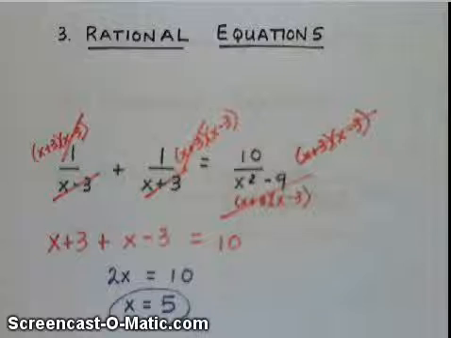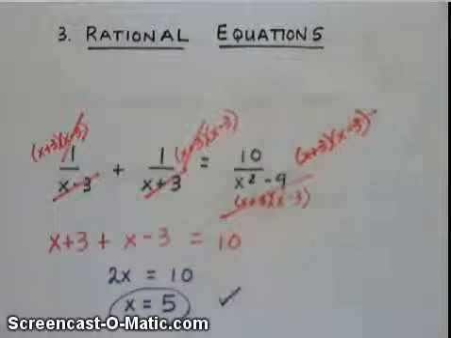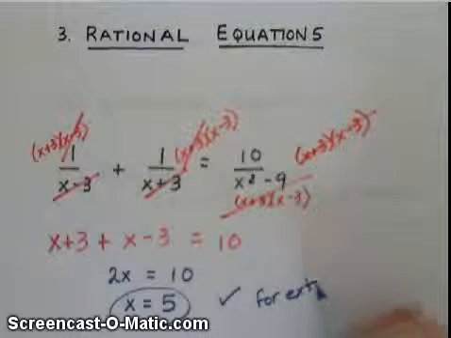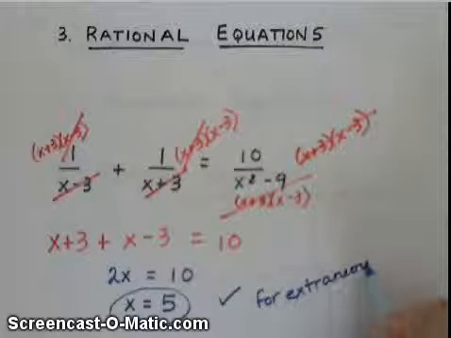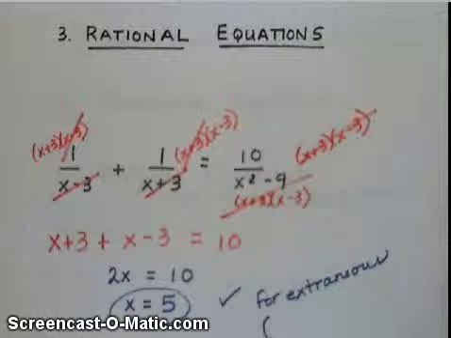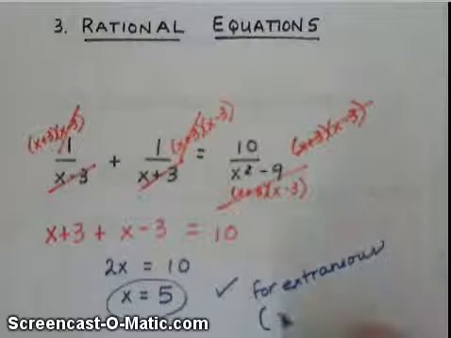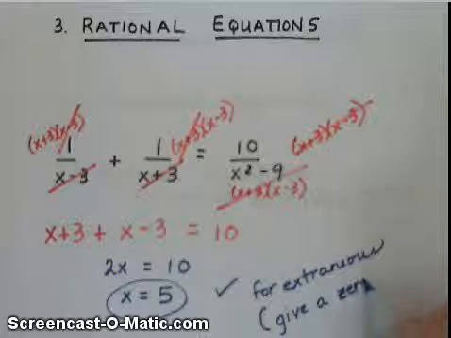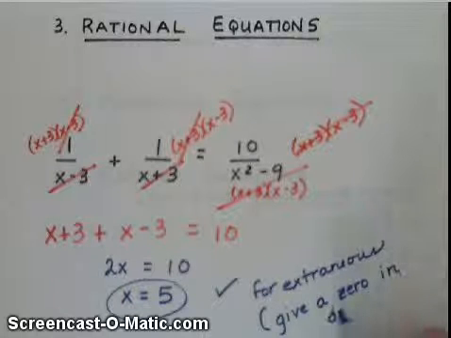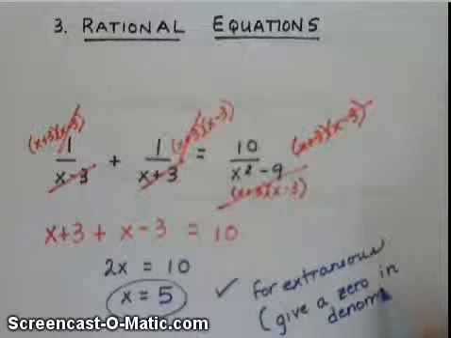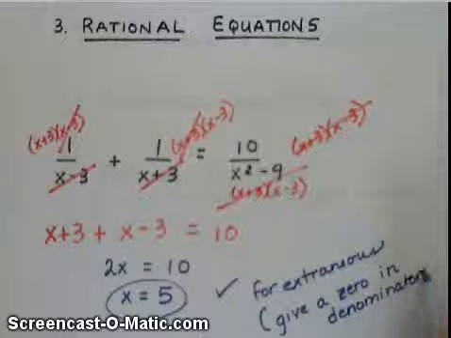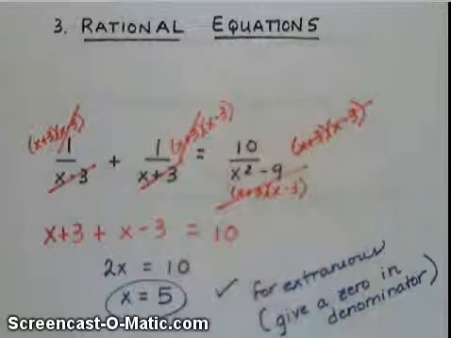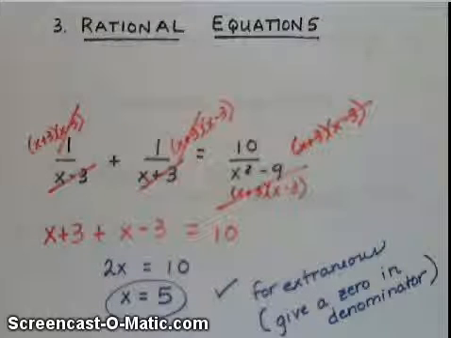Some of the ones in your homework tonight will. So we're just going to put a note here. Check for extraneous roots or extraneous solutions. The way you know those are extraneous is they will give a 0 in the denominator. That's not good. Can't do that. So if your solution produces a 0 in any part of your denominator, it's extraneous and you would throw it out. Okay, that's enough for this lesson.